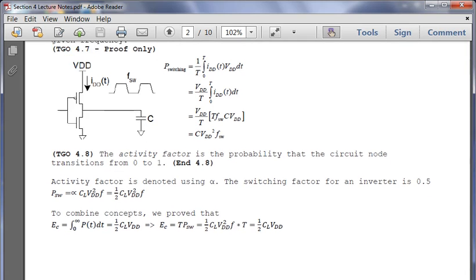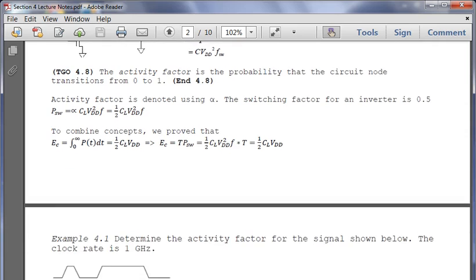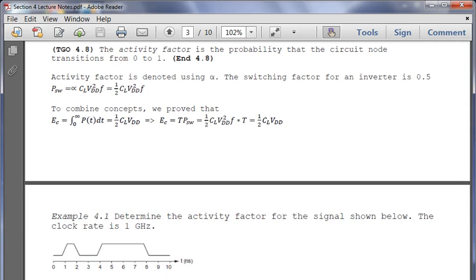All right. So here I've given you the exact example before. Determine the activity factor for the signal below. The clock rate is 1 gigahertz. So here we have 10 nanoseconds. For 1 gigahertz, we know that it's just 1 over 1 gigahertz, so that becomes 1 nanosecond. So here we have 4 transitions, 1, 2, 3, and 4, in 10 nanoseconds.